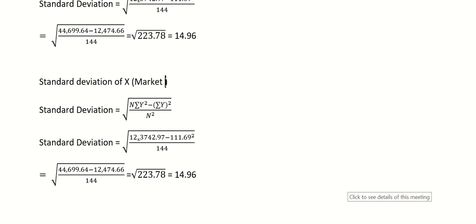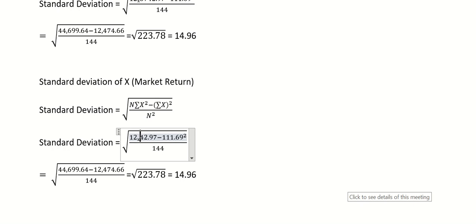Yes, exactly. Okay. So market return. Here n square is again 144. So I'll just change the values to x because now I'm calculating market return, not individual security's return. So the only difference is changing x and y, right?